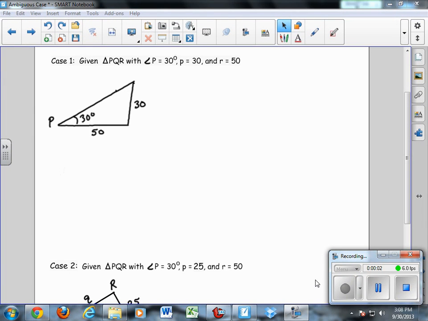Okay, this is our famous ambiguous case, the angle side-side or side-side angle. In other words, we know two sides, but not the angle in between. We know a side and then two angles next to it. So what's the problem with this triangle? Why do we have issues with this? So let's take a look at this.